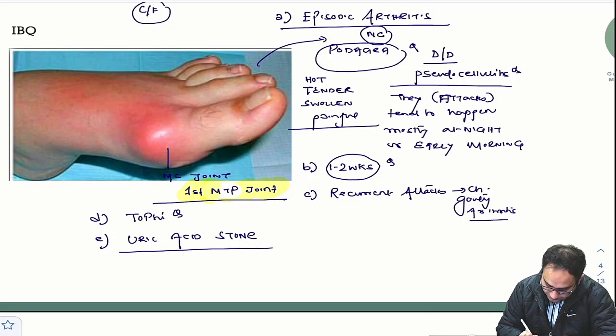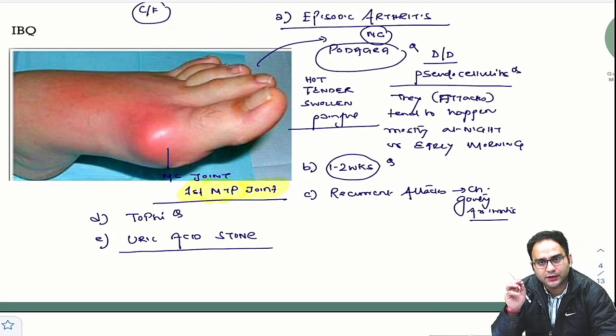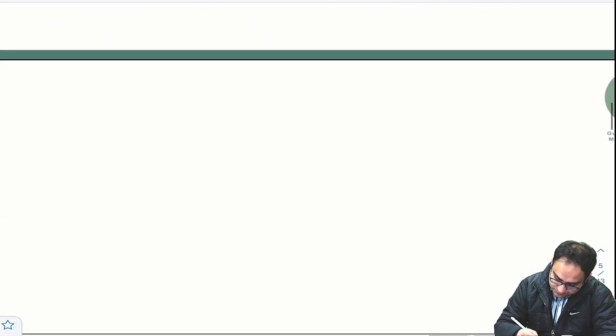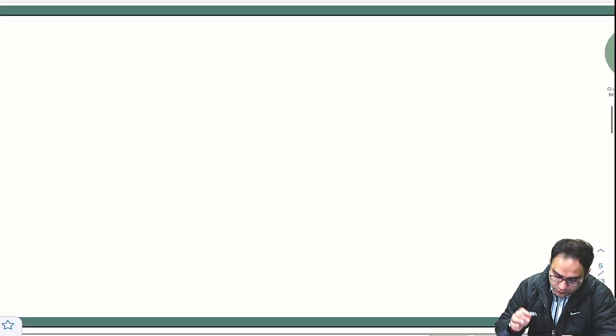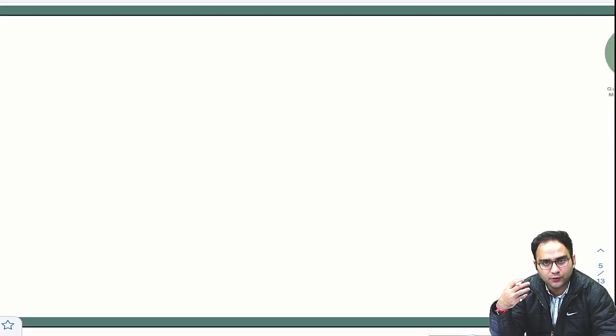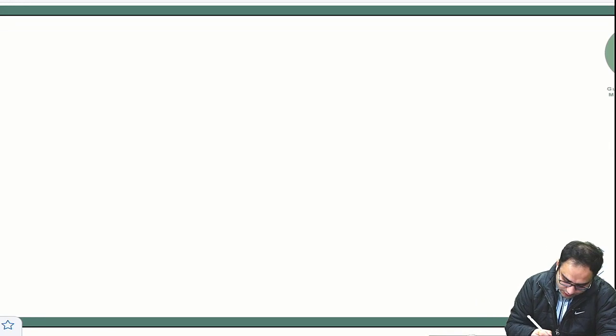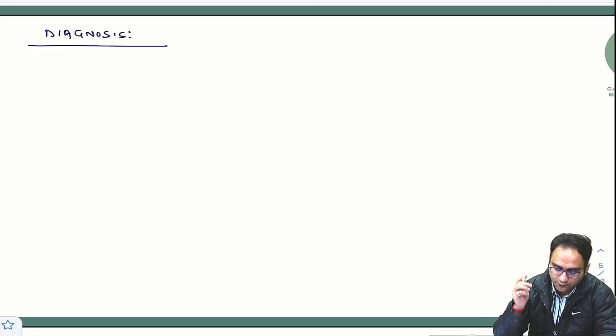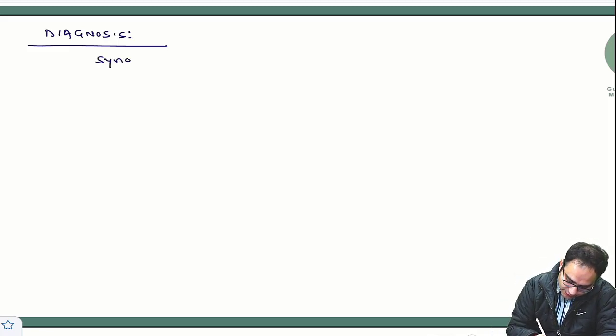So the first MTP joint is the most important joint involved in podagra. Now, if you have to diagnose gout, for a definitive diagnosis you have to do a synovial fluid analysis.